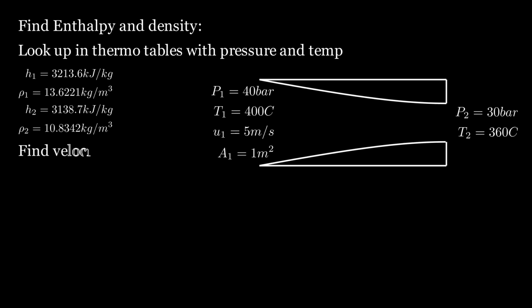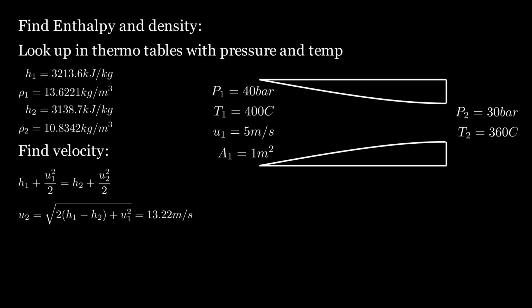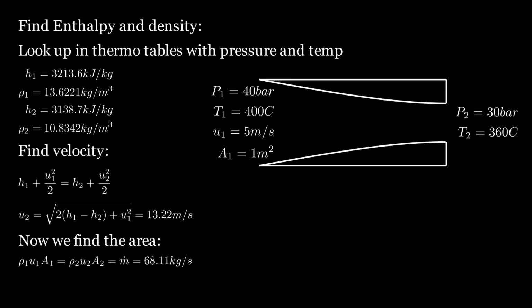That's pretty good. Now, with these values, we can solve for the exit velocity. We start with our handy energy equation for a nozzle and solve for U2. This results in 13.22 meters per second, meaning the velocity is increasing. As for the area of this exit, we can set up the conservation of mass equation and solve for A2. We find the area was decreased from 1 meter squared to 0.475 meters squared.